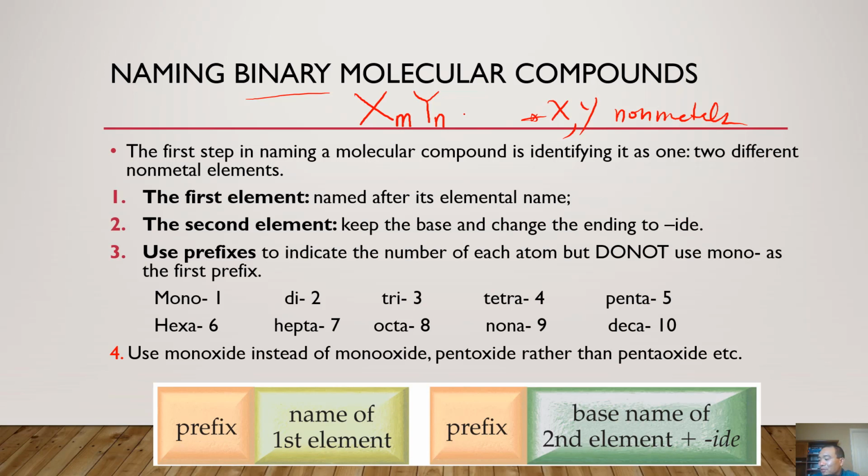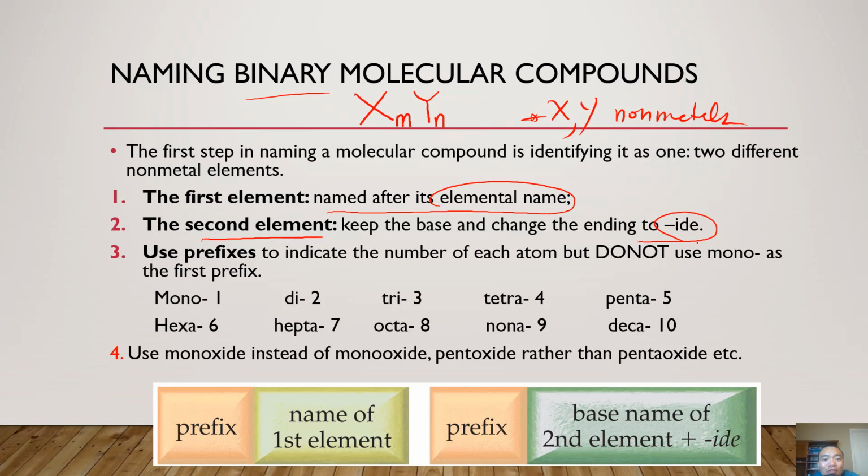All right. So how do you name this thing? 4-step procedure. For the first element, you name after its elemental name. If it's carbon, you call that carbon. If it's nitrogen, call that nitrogen. The second thing, remember for the second element, you change the ending to ide as if it's the monatomic anion. For example, if it's chlorine, you call that chloride. Nitrogen, call that nitride. Oxygen, call that oxide. Okay. Sulfur, call that sulfide, etc.